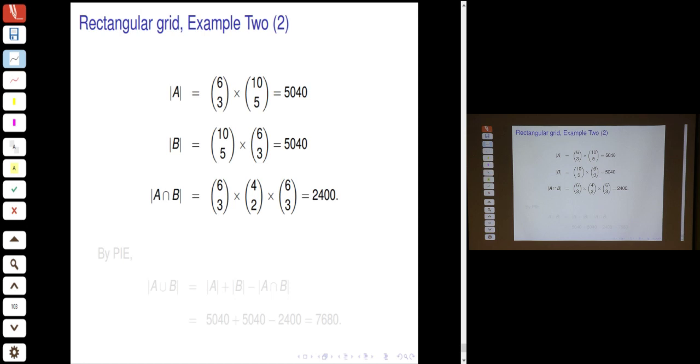Now what is A intersect B? A intersect B is, if you travel, you have to pass through both. You have to pass through 3, 3 and pass through 5, 5. So you count the possibilities, you think of your task as having 3 steps. First go to 3, 3, then 3, 3 to 5, 5, and from 5, 5 to 8, 8, right? So for each of the steps, you have these many ways.